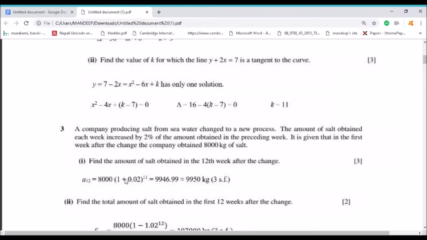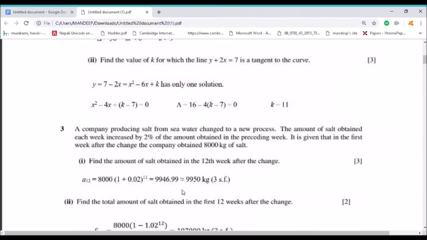So r is going to be 1 plus 0.02, because in the beginning it was 1, and it has been increased by 2%. Which means it has been increased to 102%, or you can write it as 1.02. So we have a in the beginning. The beginning is 8000, so a r to the n minus 1. We use the formula, so for 12 we mean 12 minus 1, so it's 11.